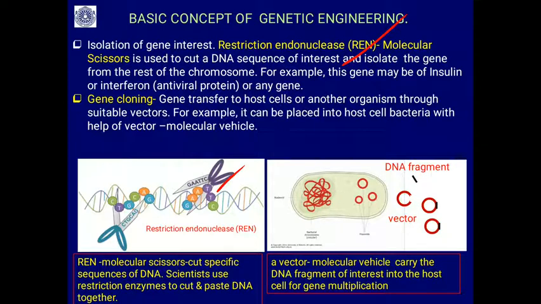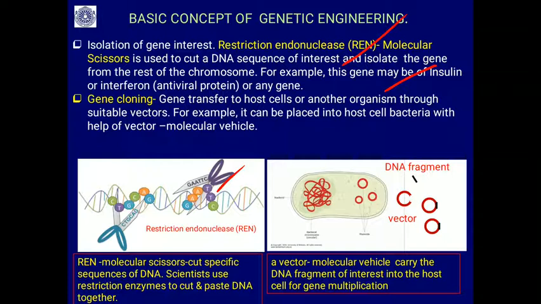That is what you can see, the molecular scissor. Then we can isolate that gene from the rest of the chromosome. So we use this enzyme and take out the desired gene from the chromosome using a suitable restriction endonuclease. After that, you can see an example: we can remove the insulin gene or else the interferon gene. Then comes gene cloning, gene transfer to the host cell.